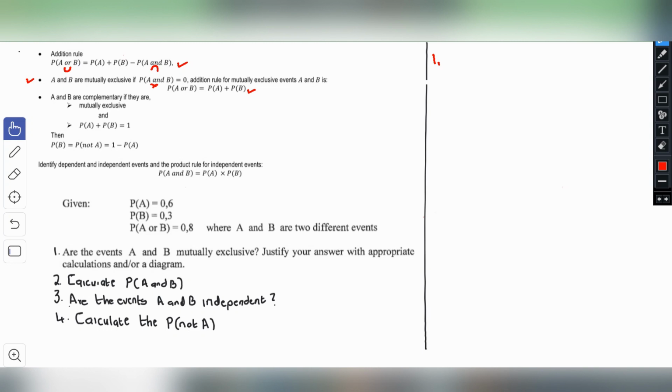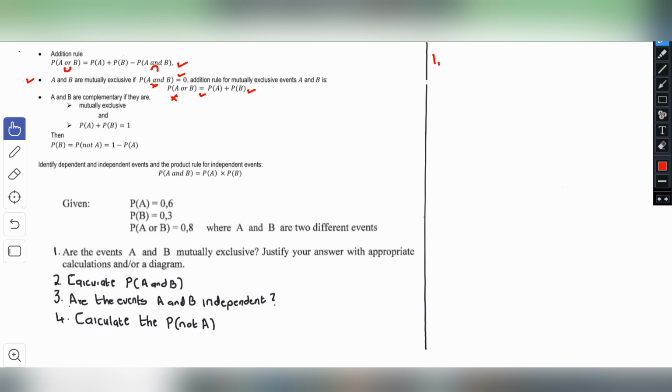So now, before we solve it, we're going to check what we are given in this statement of ours, so that we can choose whether we're going to use this one, the probability of A and B is equal to 0, or this one, the probability of A or B is equal to the probability of A plus the probability of B. So we can see that we're given the probability of A, the probability of B, and also the probability of A or B. So we can use this second one here to prove that those two events are mutually exclusive.